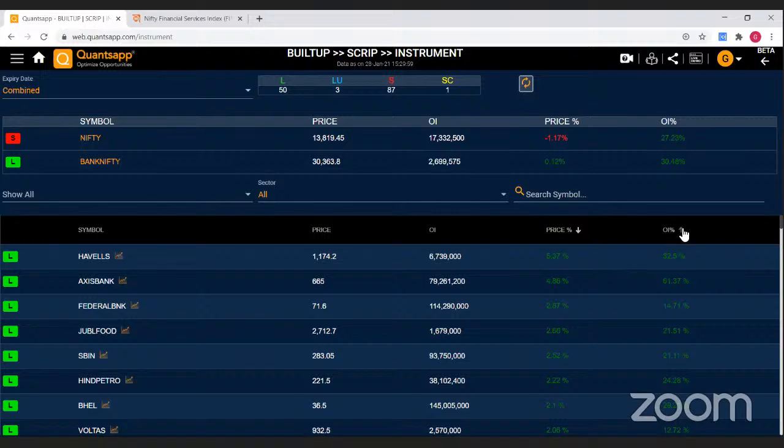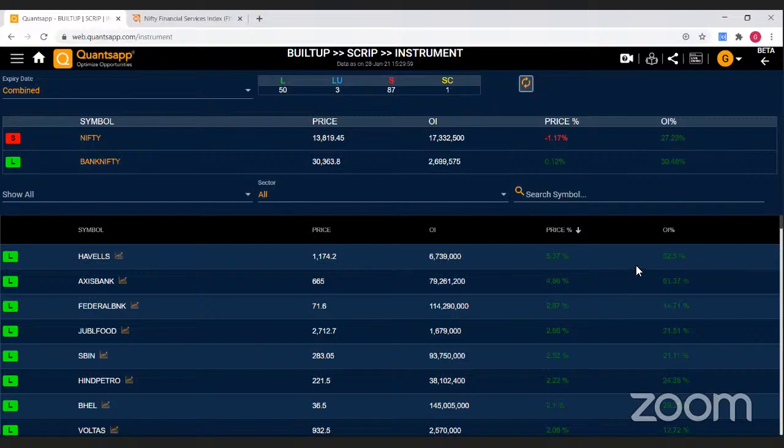And after that, you can see the OI. OI tells you whether there was unwinding going on. OI gives you an idea whether there was an increase in the open interest or a decline in the open interest. So I can say Havells prices are up 5%. OI has also increased by 32%. That's a huge increase as well.